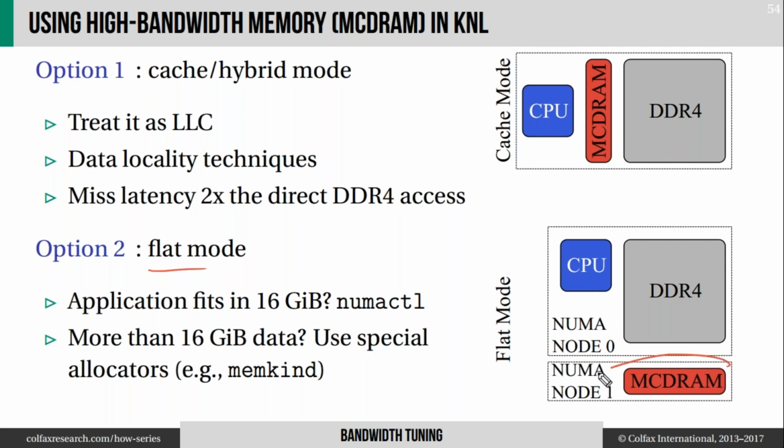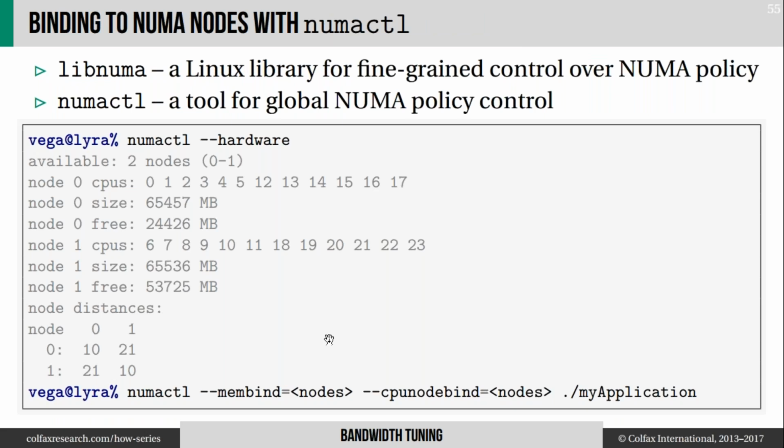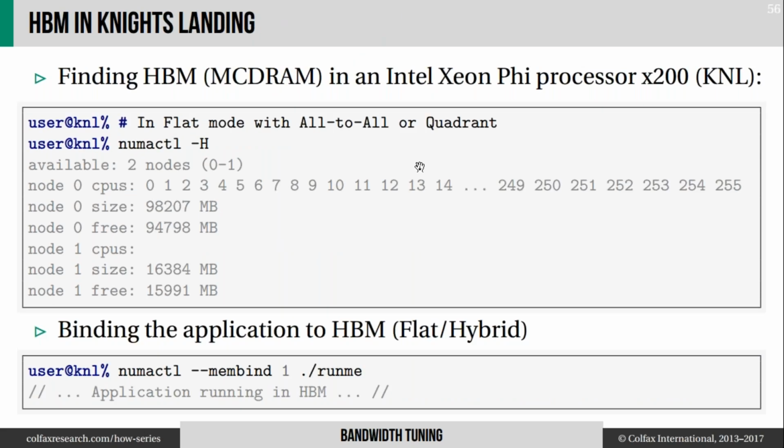Flat mode means that the operating system sees MCDRAM, and you have a special allocator to put your data there. I mentioned numactl yesterday. It is a tool to identify the NUMA architecture and control NUMA policies. It is actually useful for Knights Landing in flat mode because MCDRAM will be identified as one of the NUMA nodes, which is good news. The tool that you already know how to use, you can apply to run the application in high bandwidth memory.